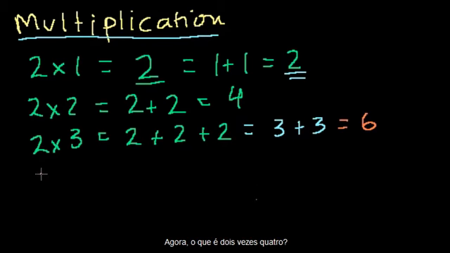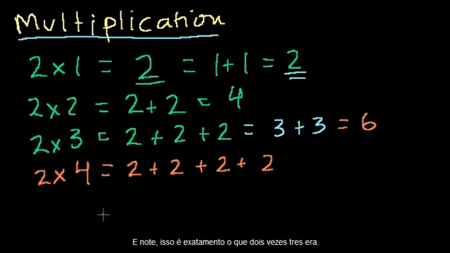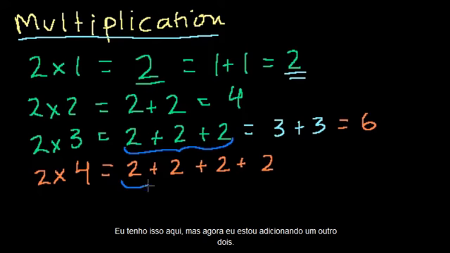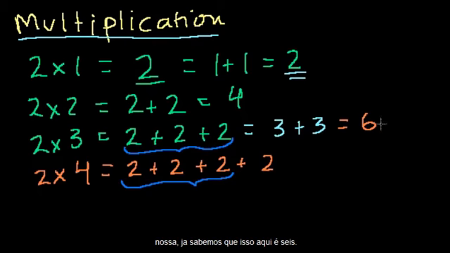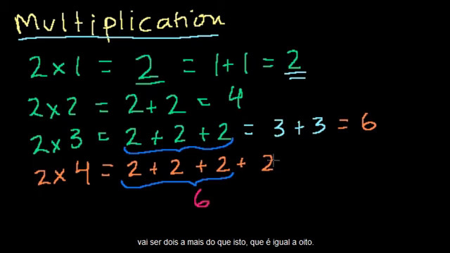All right. Now what is 2 times 4? Well, that's equal to 2 plus 2 plus 2 plus 2. And notice, it's exactly what 2 times 3 was, but now I'm just adding another 2 to it. So if we're too lazy to sit here and add, 2 plus 2 is 4, 4 plus 2 is 6, instead of doing that, we could say, hey, look, we already know that this was 6. We figured it out in the previous line. So 2 times 4 is going to be 2 more than that, which is equal to 8.